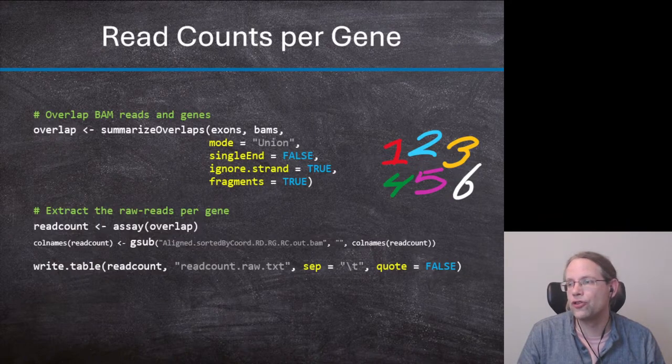So the next step is to just write out the read count, right? So that's going to be the write table. Once I've extracted the raw read counts per gene based on the exons, not based on the genomic coordinates, I'm just going to write this table in a file called readcount.raw.txt, separated by tab, and don't quote them, right? Because this is the standard write table that I always use so that I can easily drag and drop it into Microsoft Excel, for example. All right, so it just finished.